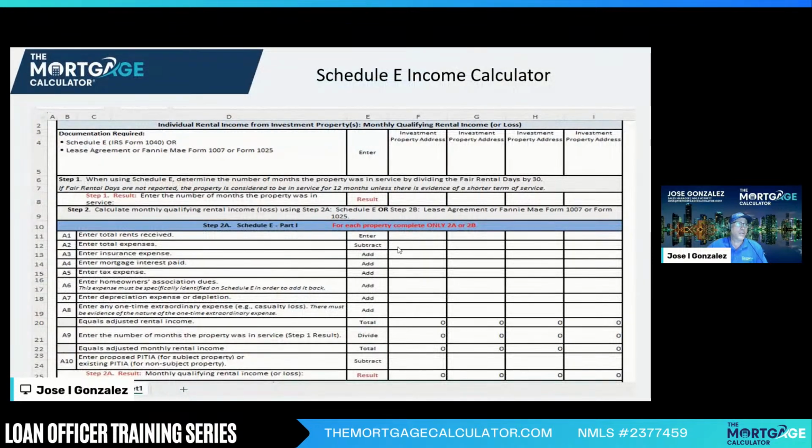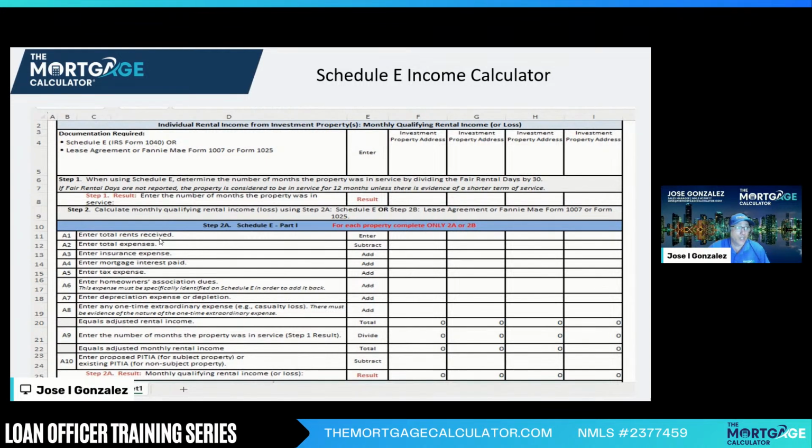So I was talking about the Schedule E income calculator. I wanted to just take you through some of the steps, pretty easy, right? You've got all your investment property addresses. Step one, they're asking us to enter the number of months the property was in service. That's going to be in the tax return. And then section A1 is to enter total rents received. That's also going to be on the Schedule E.